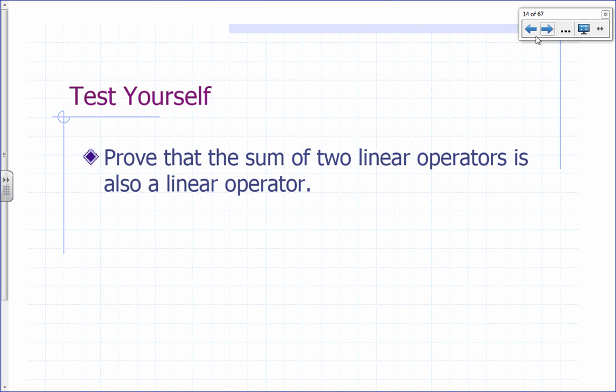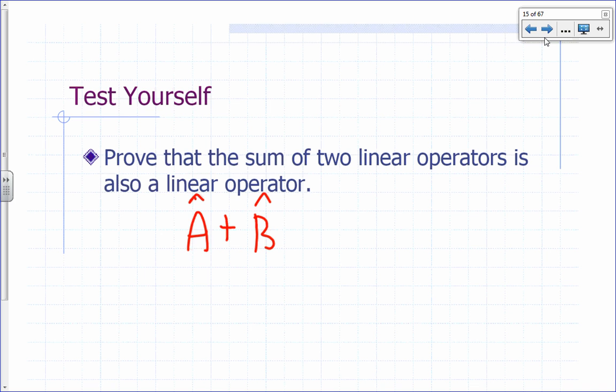Got it? Okay. Homework number 2. Sum of two linear operators is also a linear operator. So if A hat and B hat are both linear operators, then the sum of A hat plus B hat is also a linear operator. I need a proof of that. Okay?